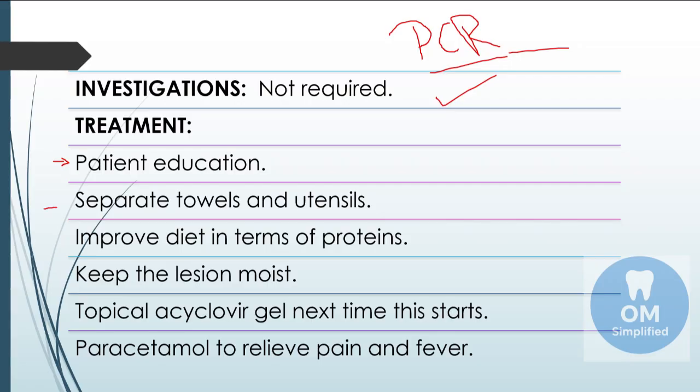So we educated her that she should separate her towels and utensils. She was also advised to improve diet in terms of protein and keep the lesion moist. And we also told her that she should start using topical acyclovir gel next time when she starts feeling the tingling, as that would reduce the exposure of other people or getting the infection from her.